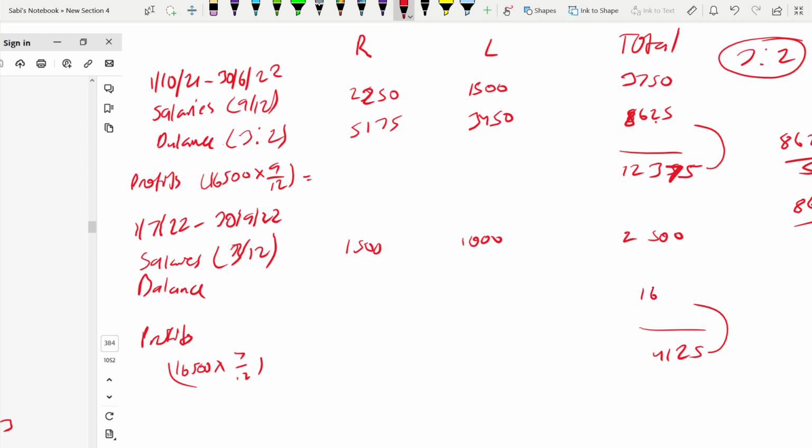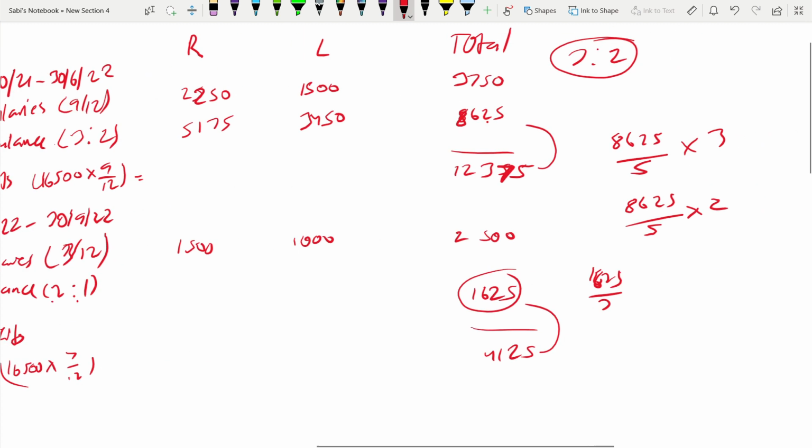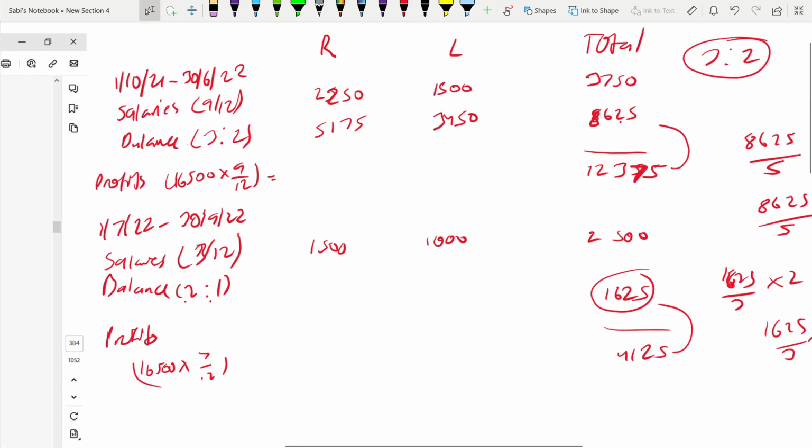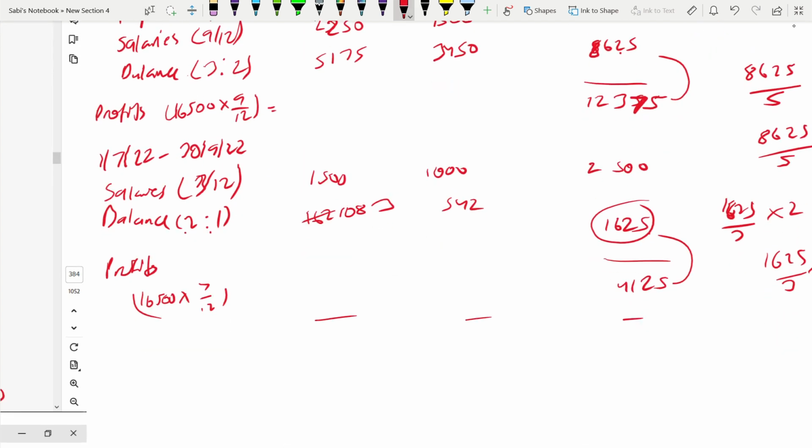This will be 1,625 balance. Out of this you have to take the ratio of 2:1. So divide 1,625 by 3, because the addition of 2 and 1, total is 3, into 2. Then 1,625 divided by 3 into 1. That's how you find the ratios. So this one will be 1,083 and 542. Hence you will get 1,625.